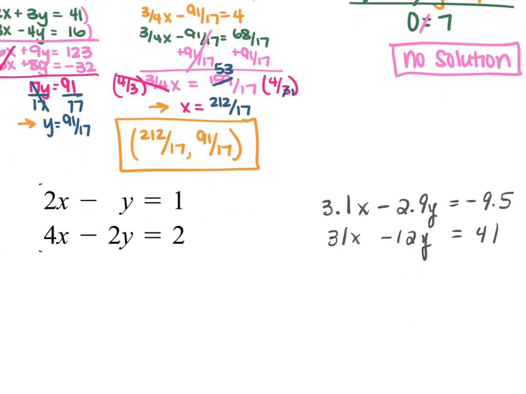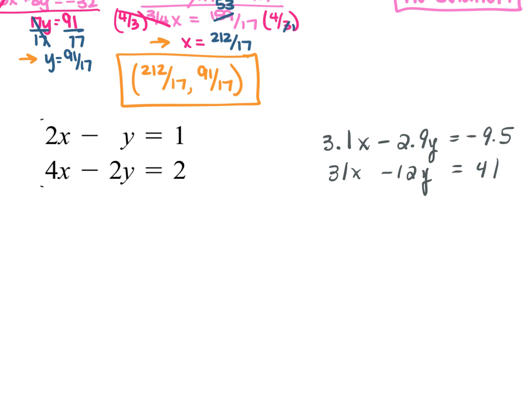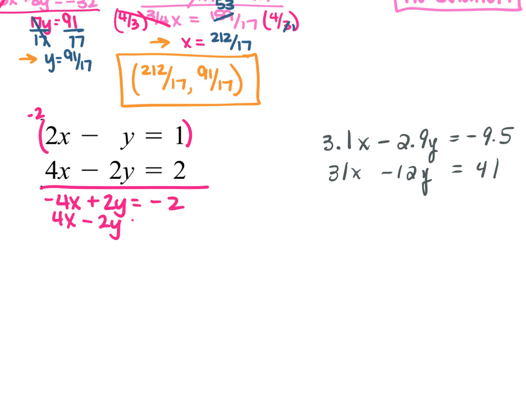Your next example gives you 2x minus y is equal to 1 and 4x minus 2y is equal to 2. We're going to multiply that top equation by negative 2. That's going to give us negative 4x plus 2y is equal to negative 2. And 4x minus 2y is equal to 2. If we combine like terms, your x's and your y's both cancel to give you 0. Your negative 2 plus 2 is 0 as well. You are left with 0 is equal to 0. This is a true statement, so you have infinitely many solutions.